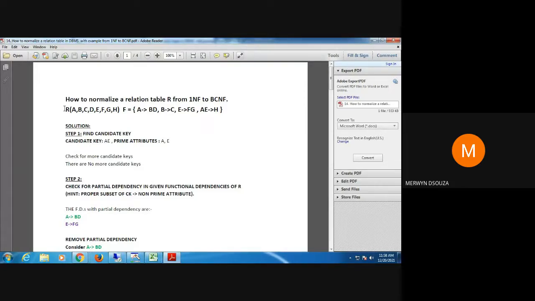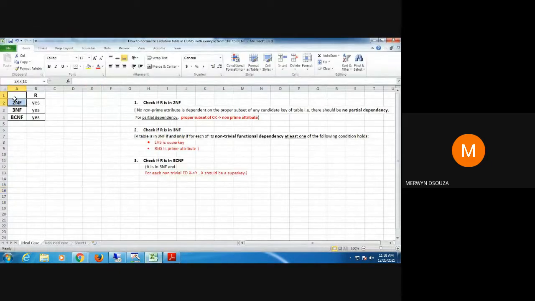I hope you are sitting with a notebook and pen. Consider this relation R with these functional dependencies. We have been told to convert this relation R from 1NF to BCNF. We are first going to consider the ideal case. We don't know whether it is violating any normal form or not, so we are going to assume that R is in first normal form, and then we start checking from second normal form.